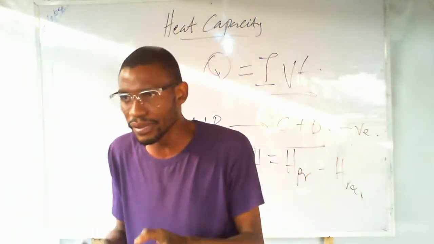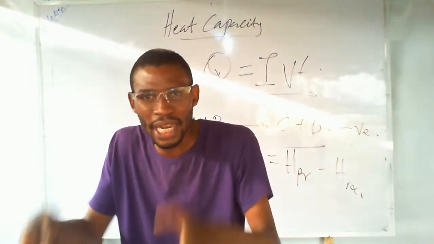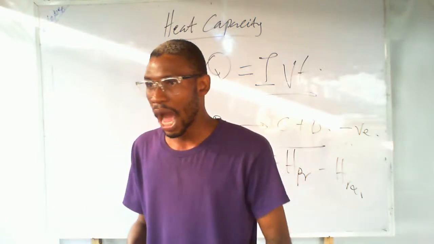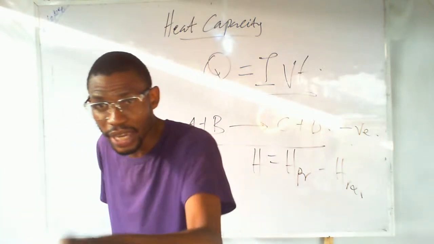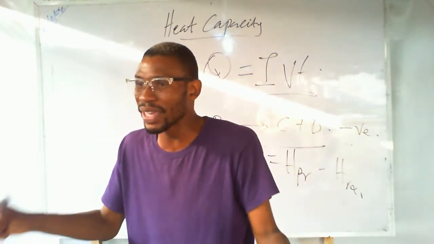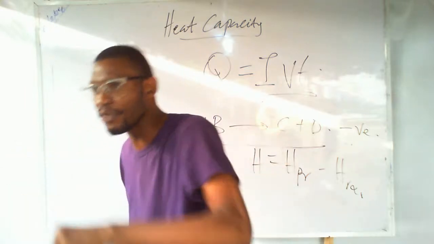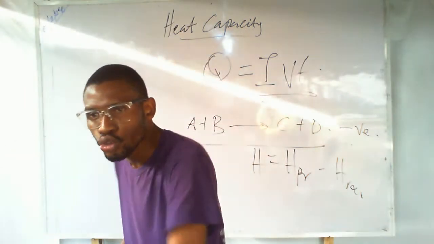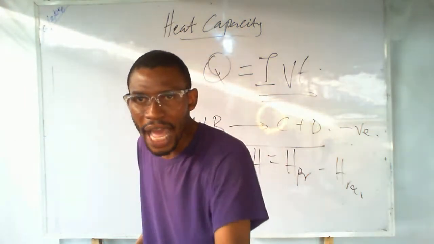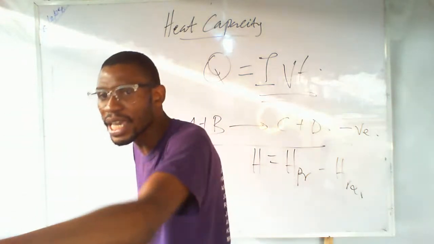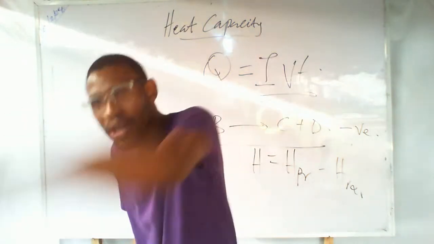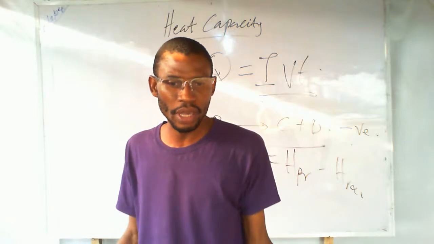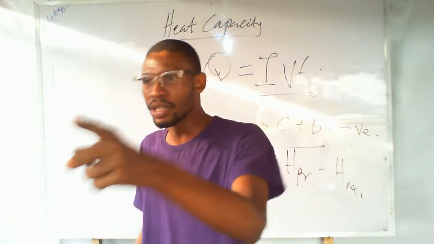A calorimeter is a device that can be used to measure the total amount of heat energy. Are we together? That is why, whenever you are talking about the specific heat capacity, you have to measure that heat by using what? By using the calorimeter. And that is what we want to talk about. Are you getting the introduction?